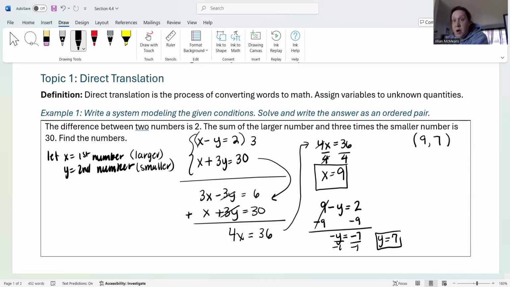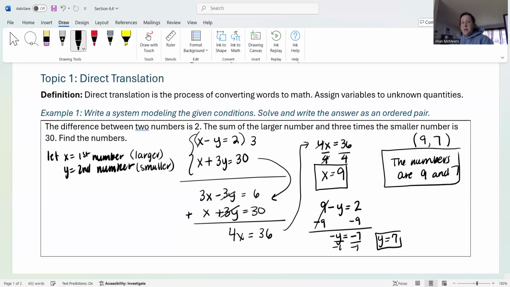But let's really talk about what this means. That means the numbers are 9 and 7. That's how I would describe the answer, but let's think about that. We decided that the first number was x, and that was going to be the larger number. Well, x is 9, which is definitely larger than y, which is 7, so that's true. We also knew that the two numbers had to have a difference of 2, so 9 minus 7 really is 2. So everything checks out here, and we would just finally say, hey, these numbers are 9 and 7. Okay?